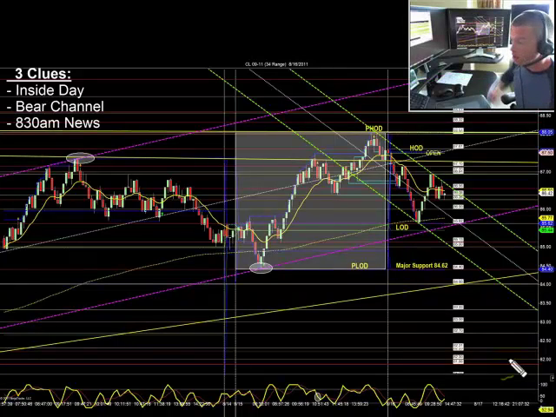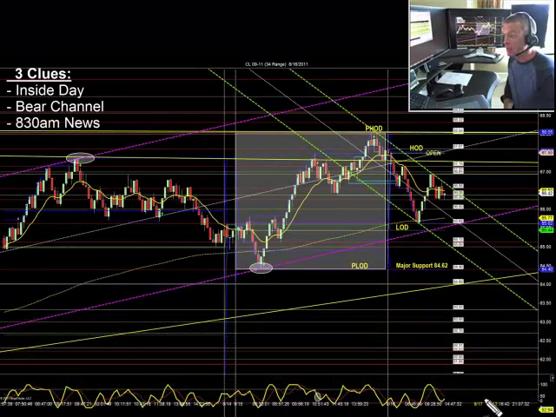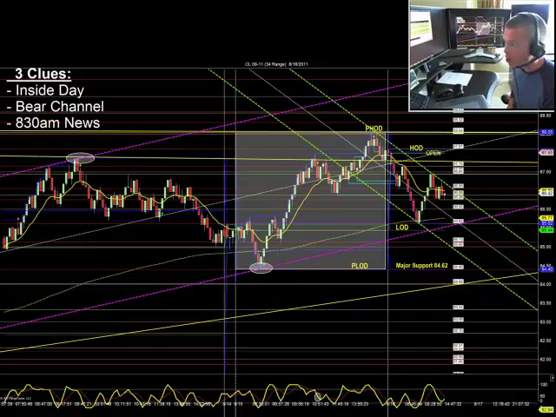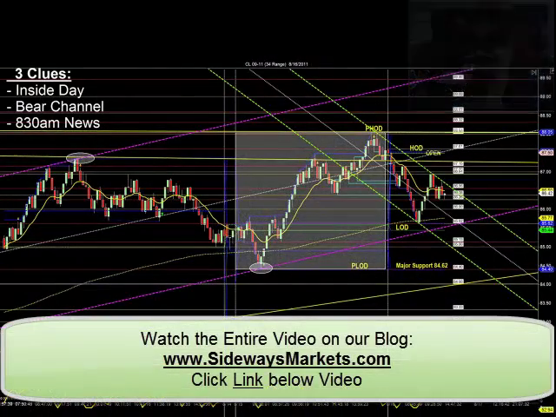So 3 clues here: inside day, bear channel, and 8:30 bearish news. Let's take a look now and see how we did. Now this is my 34 range chart. I've got all my levels marked up automatically on this chart. It's a great tool we use called the auto levels.